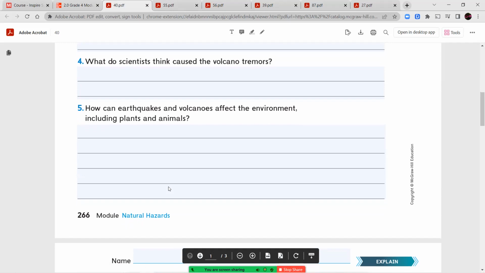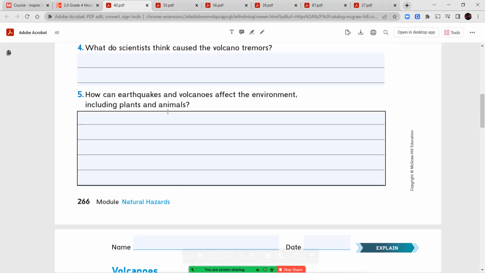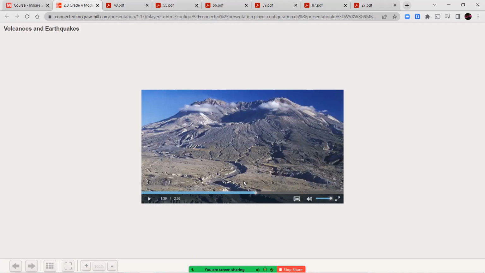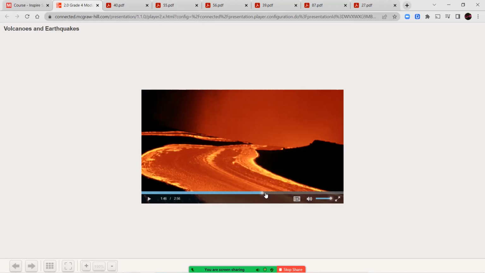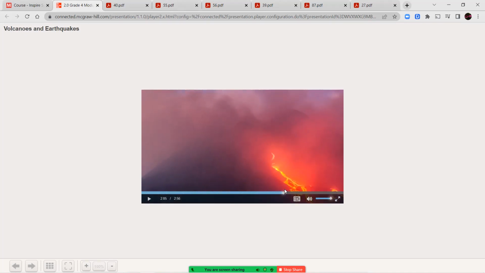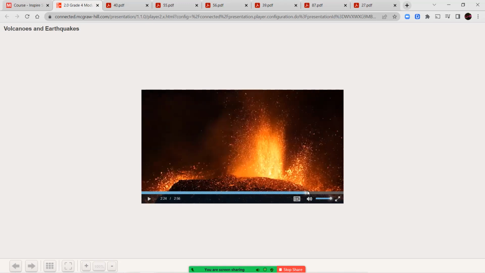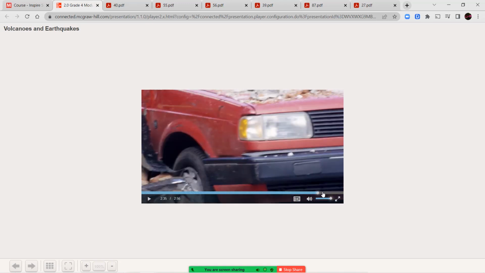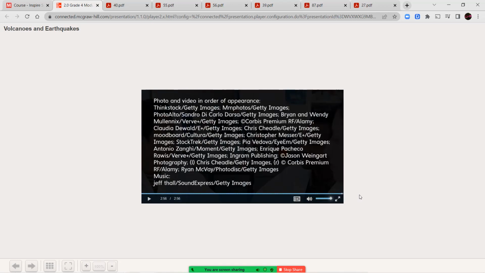And how can earthquakes and volcanoes affect the environment, including plants and animals? So think about what's happening during an earthquake or during a volcano. What's happening to the land in the area? What's happening to the wildlife that had habitats in that area? What's happening to the plants that were growing in those areas?